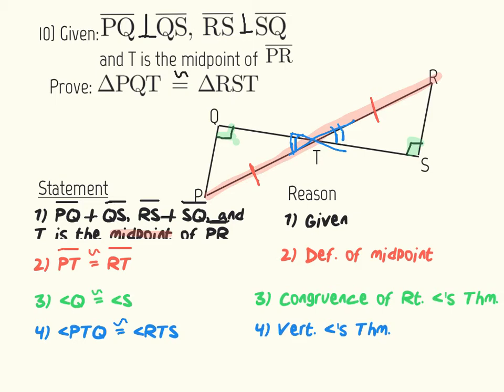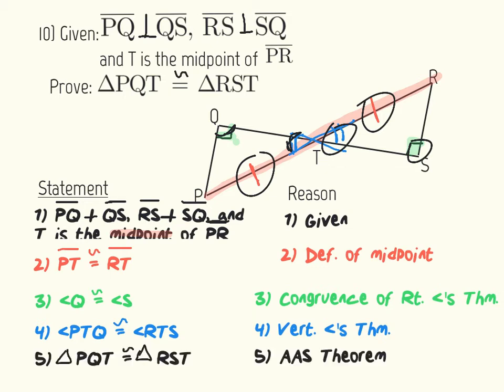So that leaves me with angle PTQ is congruent to angle RTS by the vertical angles theorem. And finally, we have an angle, another angle, and then a side. Angle here, and side here. Angle, side. That means that the two triangles are going to be congruent. So that's my last step. I can say that triangle PQT is congruent to triangle RST by the angle side theorem.